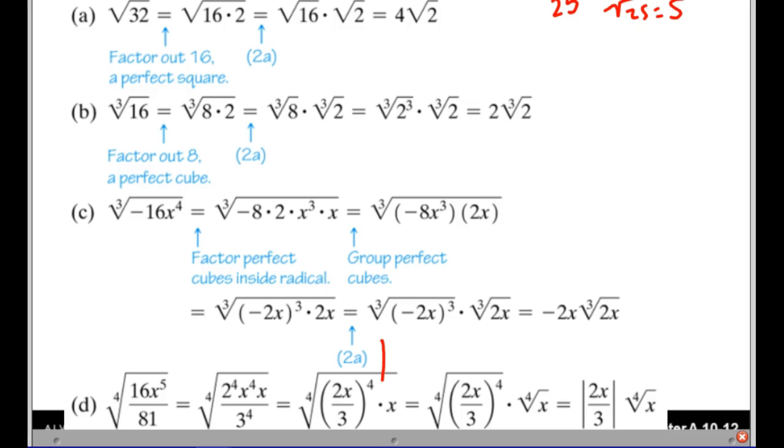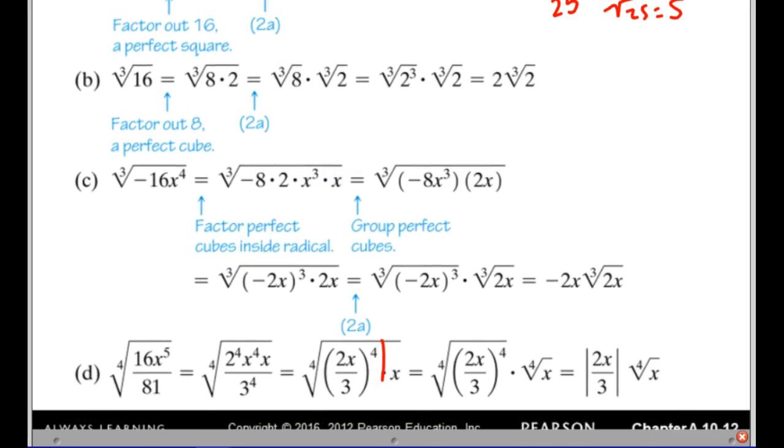Whoops, wrong button. Let's try and move this up a little bit.